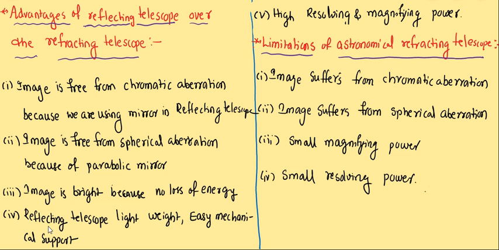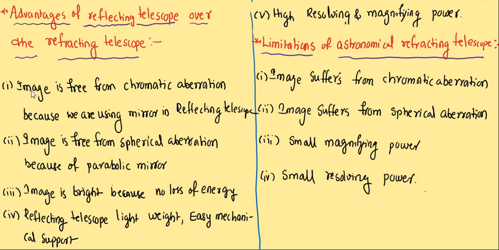And the reflecting telescope is lightweight. We are using mirrors. Mirrors are lightweight compared to lenses. That's why it has easy mechanical support. We can fix it easily. Okay, once again I will tell what the advantages of the reflecting telescope over the refracting telescope are. The reflecting telescope is better than the refracting telescope.